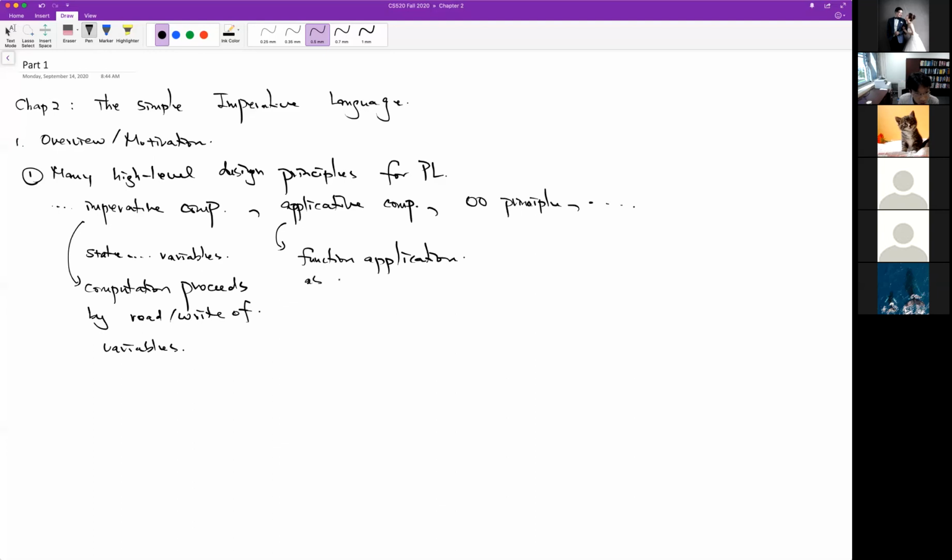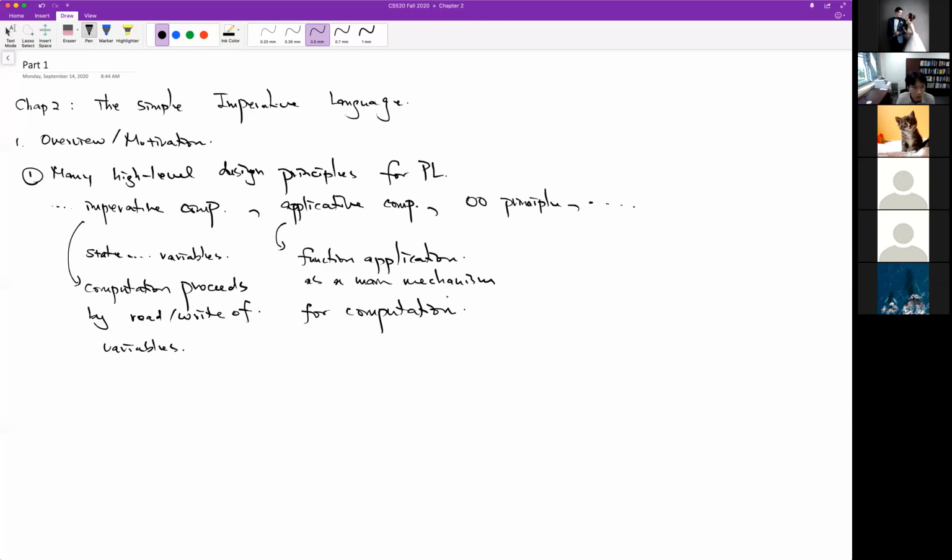So as a main mechanism for computations. In a sense, most of the programming languages already have support for applicative computations, because in almost all the programming languages, you can define procedures, you can apply the procedures and so on. But there are programming languages, especially functional languages, where this support for applicative computation is very strong.